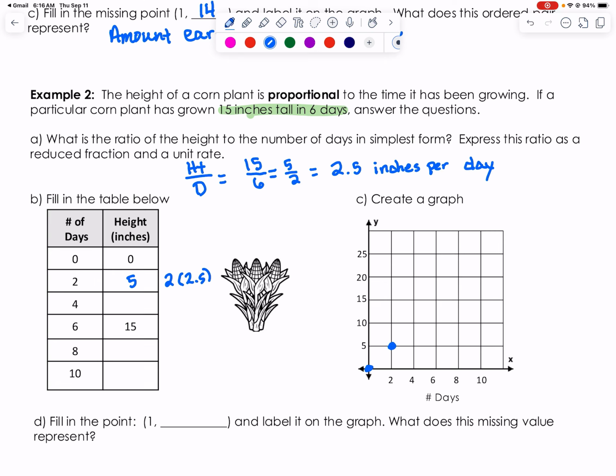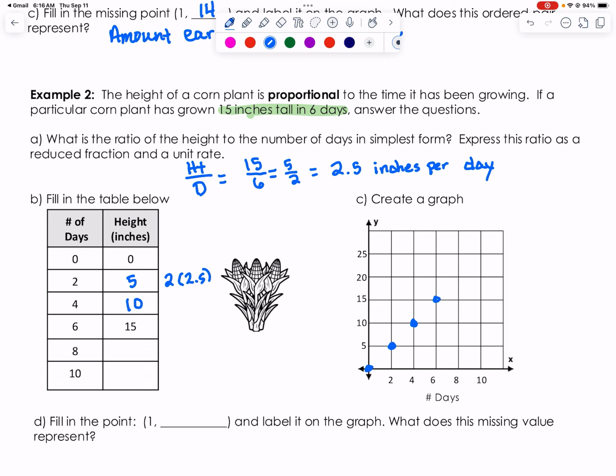After 4 days, let's see. If I double the number of days, I get 4 days. So if I double the height, I get 10 inches. So for 4 days, I would have 10 inches. Let's see, they gave us 6, 15, so I'll plot that.